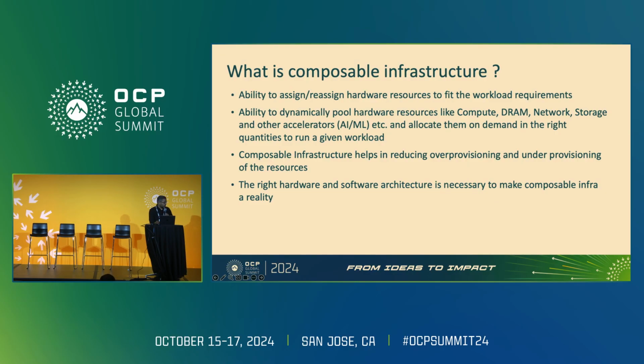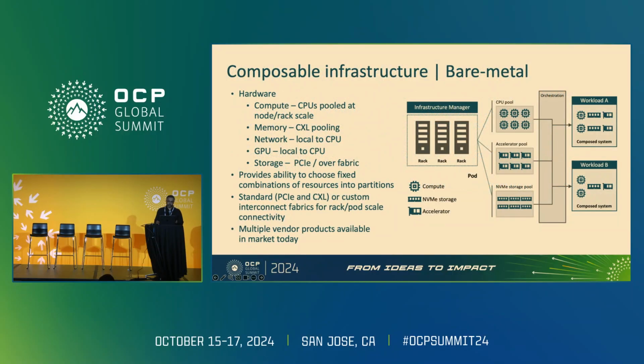For this to be realized, you need to have the right hardware and software architecture for making composable infrastructure a reality. So there are levels to composable infrastructure. There is bare metal, there is VM, there is container. We'll first go through the bare metal scenario.